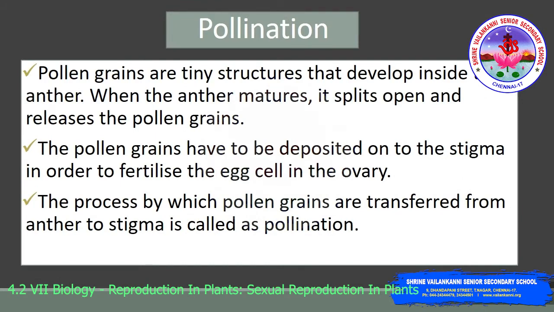So once the gametes are produced by the male and female reproductive parts, the next process is pollination. The pollen grains are tiny structures which develop inside the anther, and when the anther matures, it splits open and releases the pollen grains. The pollen grains have to be deposited onto the stigma in order to fertilize the egg cell which is present in the ovary. The process by which the pollen grains are transferred from the anther to the stigma is called pollination.